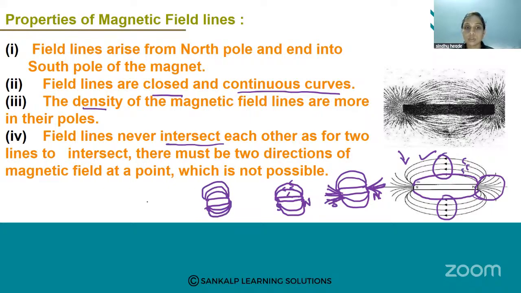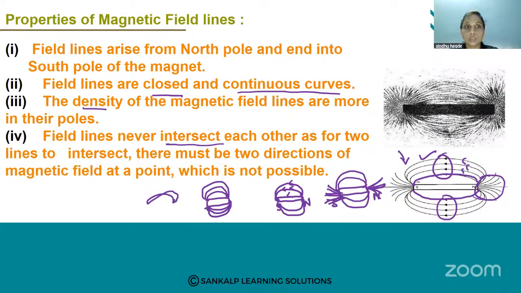Merging means one should overlap on top of another, like this, or intersect, right? No, here the field lines never intersect each other. This is another important property we can see here.